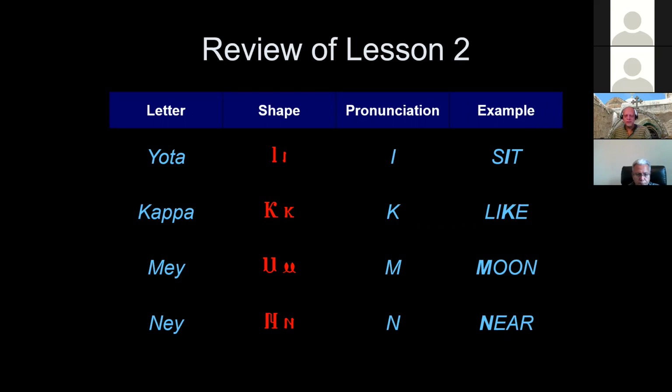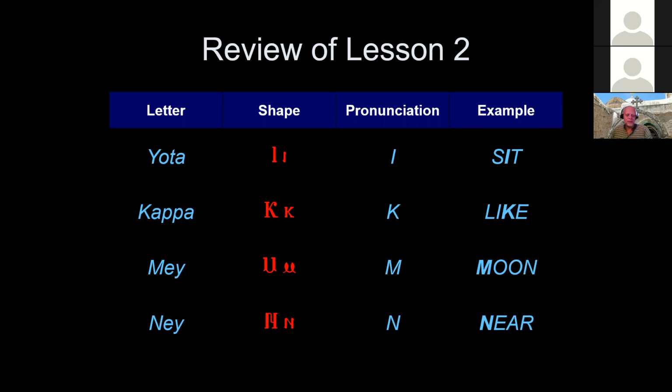Yotan, it's shaped like an L, pronounced like an L. An example is Sid. And then we have, sorry, Mina, Iota is like an I, not an L. Okay, sorry. I know a lowercase L is similar to an I.